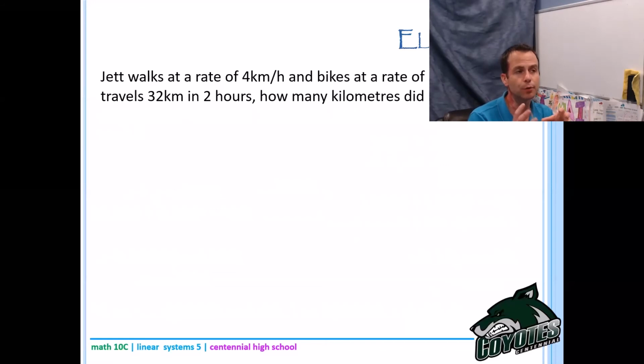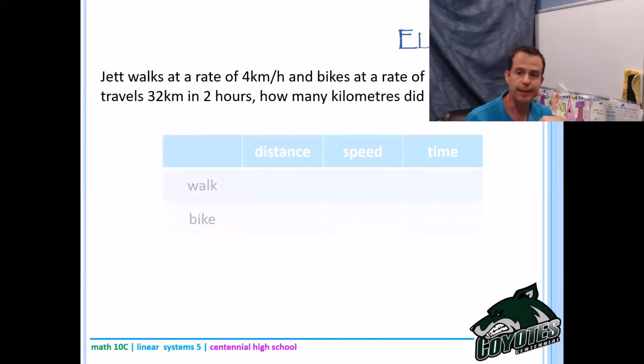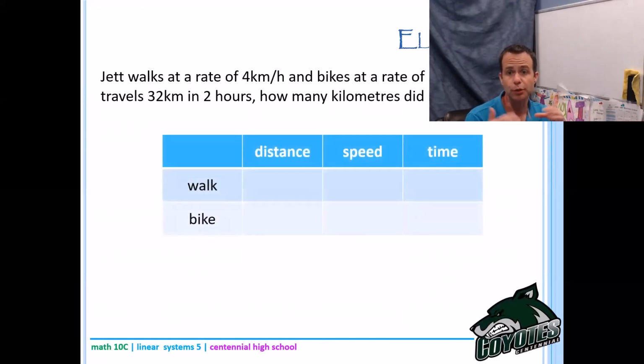And with those 2 things, you'll be given information around the distance, the speed, and the time. So the best way to do this is to set up a cute little distance, speed, time chart where you can start filling in information, okay? So the 2 things I'm talking about are walking and biking.